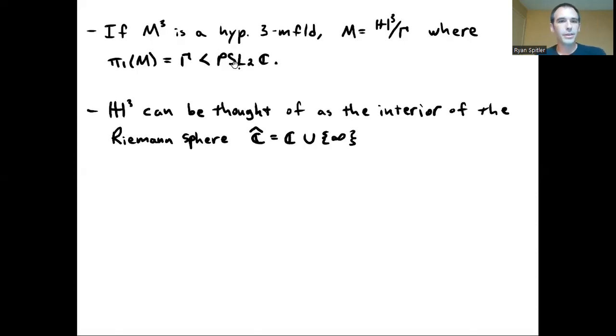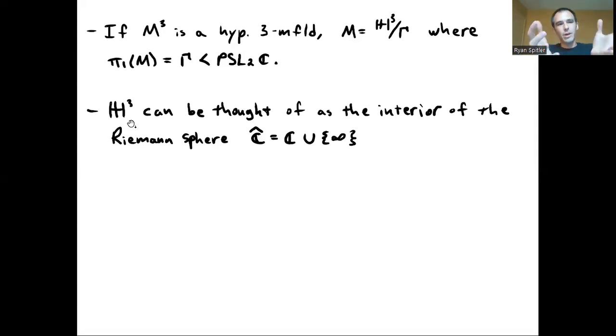So how do you think about this PSL2C? How is it related to hyperbolic 3-space? Well, I'll give just a tiny answer. One way that I think about it is that H3, hyperbolic 3-space, and the disk model, well, the disk model would be for 2-dimensional hyperbolic space, the ball model for 3-dimensional hyperbolic space. You can think about this 3-dimensional ball as living inside the interior of the Riemann sphere. So remember from complex analysis, the Riemann sphere is all of the complex numbers in addition to a point at infinity.